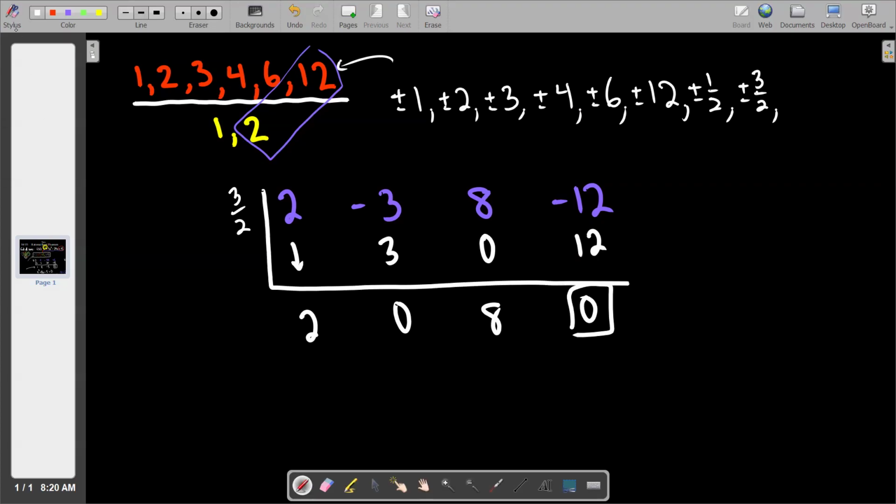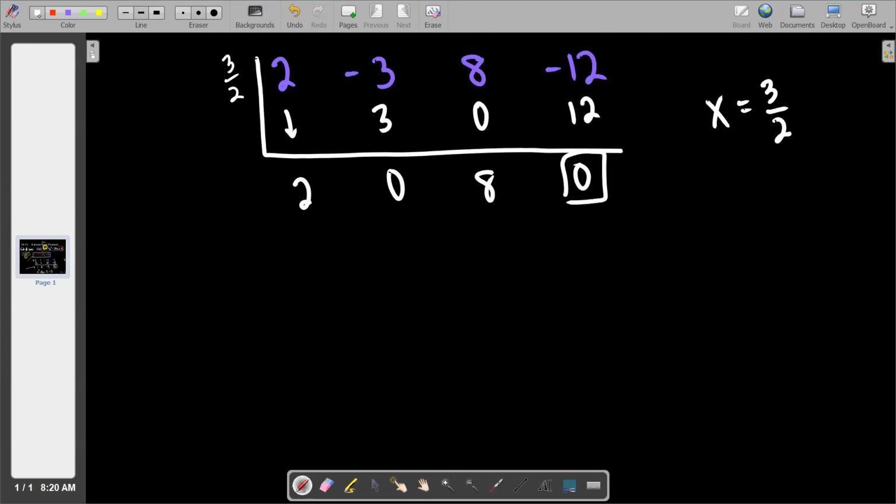So we found our rational 0. And so we can now say that x equals 3 halves is a 0. Get that one off our to-do list, and we're down to a quadratic. And the quadratic now isn't about, we don't need the rational root theorem ever once we get down to quadratic.